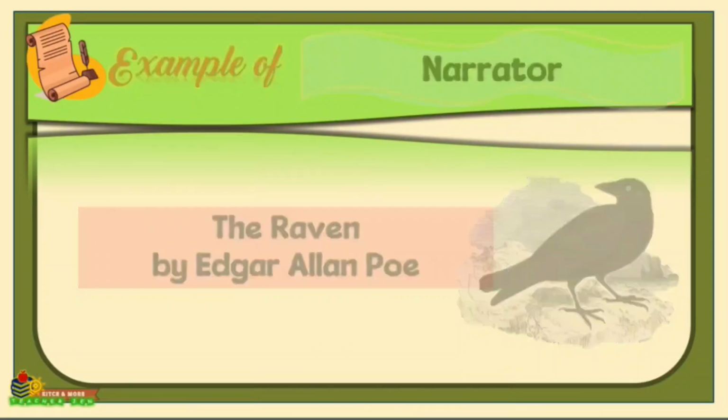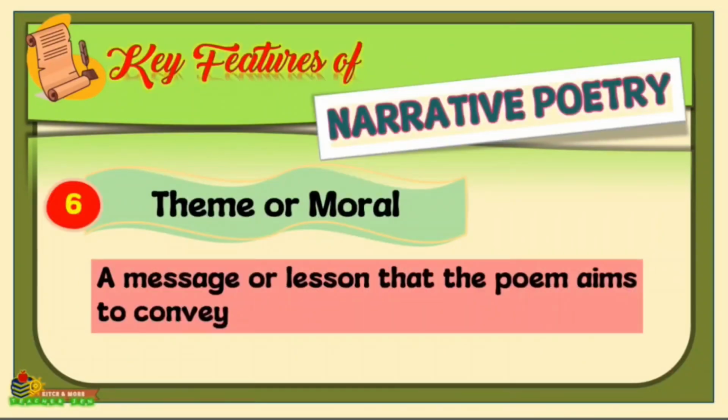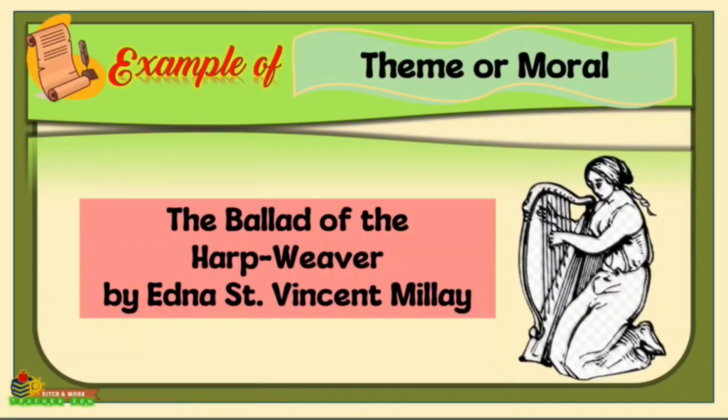Next feature is the theme or moral. Many narrative poems contain a moral or theme, a message or lesson that the poem aims to convey. The theme might involve topics such as love, loss, courage, or faith. For example, in the Ballad of the Harp Weaver, the theme revolves around the sacrificial love of a mother for her son, showing how her love transcends all hardships.